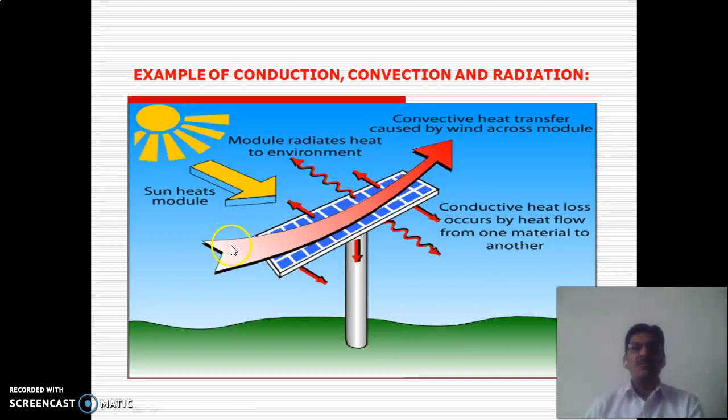For the conduction mode of heat transfer, we can find Q with the help of Fourier's law of heat conduction. In the convection mode of heat transfer, we can find the heat transfer rate Q with the help of Newton's law of cooling. And in the radiation mode of heat transfer, we can find the rate of emission or heat transfer rate with the help of the Stefan-Boltzmann law. So these are the three basic fundamental laws for these three modes of heat transfer.